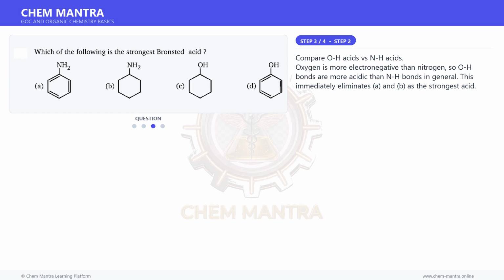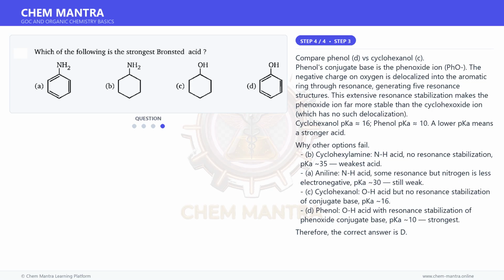Compare OH acids versus NH acids. Oxygen is more electronegative than nitrogen, so OH bonds are more acidic than NH bonds in general. This immediately eliminates A and B as the strongest acid. And for the final step, compare phenol, D, versus cyclohexanol, C.